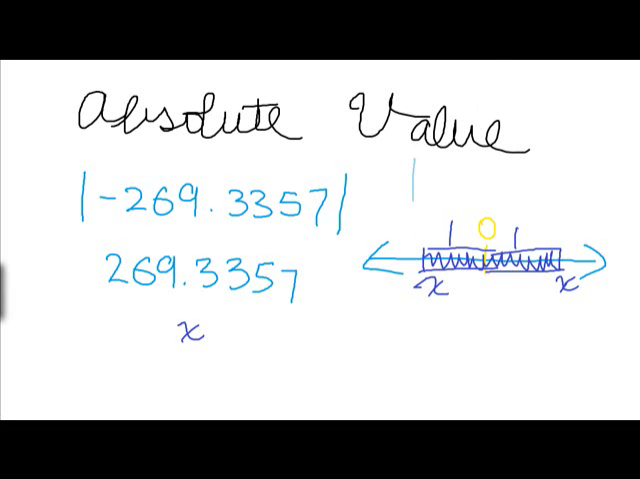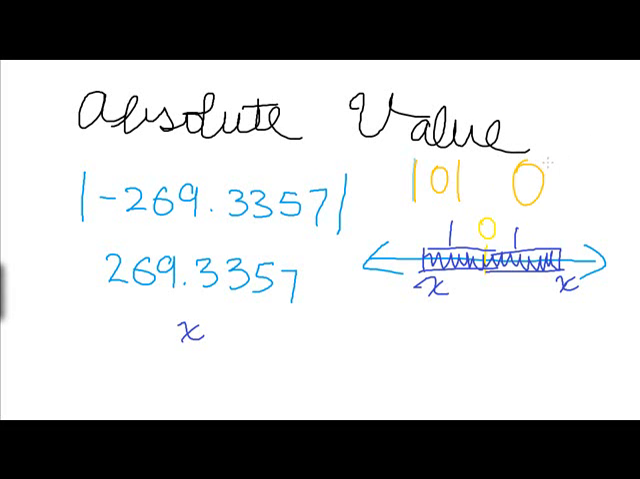What is the absolute value of 0? Well, it would be 0, because the difference between 0 and 0 on a number line is 0. And remember, there's no such thing as negative 0. There's no such thing as positive 0. 0 has no sign. But that's basically the lesson on integers and absolute value.